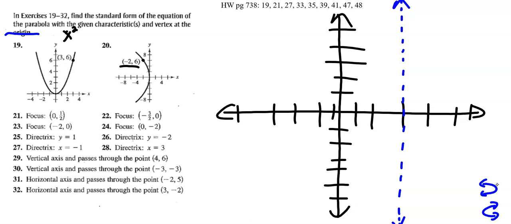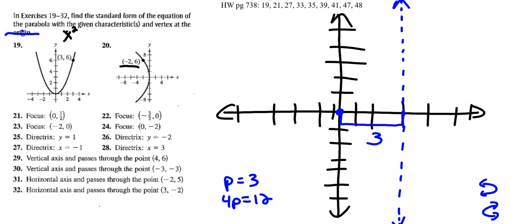So anyway, we know that the origin is the vertex per the instructions there. And so the p-value here is this distance, or 3. I know it's horribly spaced, but it's 3. And so p is equal to 3. That means 4p equals 12. Now, does it open to the left or to the right?